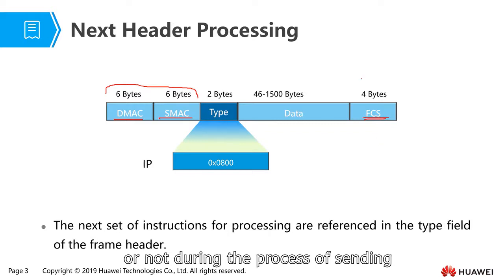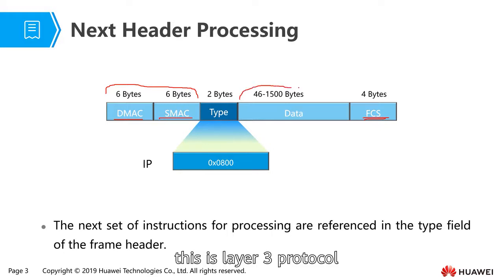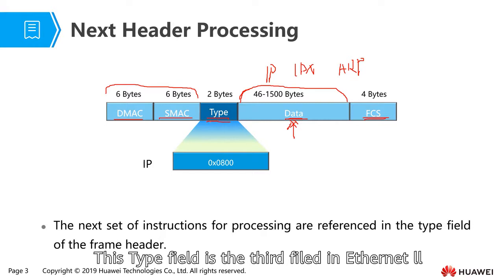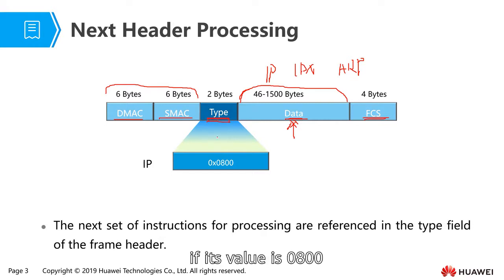And then, this is the data, which carries a layer 3 protocol. In layer 3 there are many different types, such as IP, IPX, and others such as ARP. Then how do we identify which protocol is contained in layer 3? We use the type field, the third field of Ethernet II. If the value is 0800, it points out that this is an IP packet.